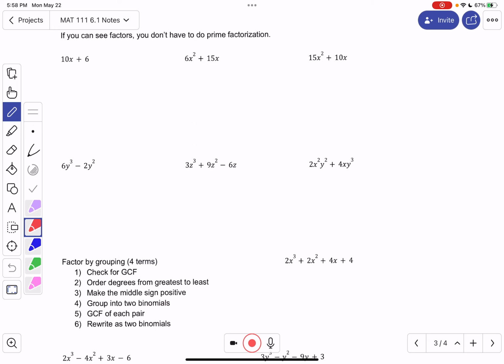Here's a bunch to do. I'm going to do a couple where I do the prime factorization. I'm also going to do some where I show you if you recognize the factor, you don't have to do the prime factorization all the way out. It's an option. So let's look at this first one.